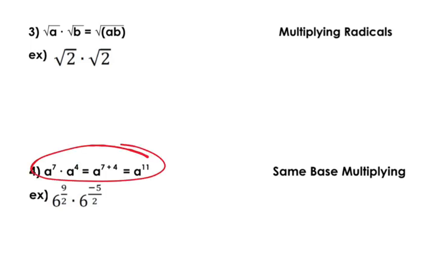You can see right here that 7 and 4 make 11, and since we were doing a to the 7th times a to the 4th, you would just do a to the 7 plus 4th power, and 7 plus 4 would be 11. So take a look at the next example, maybe give it a shot.